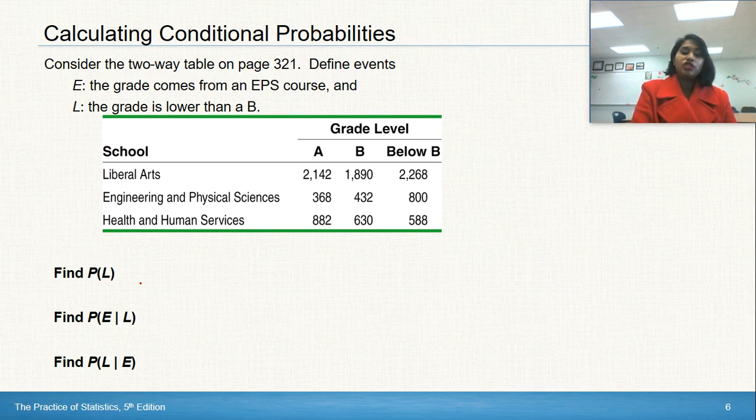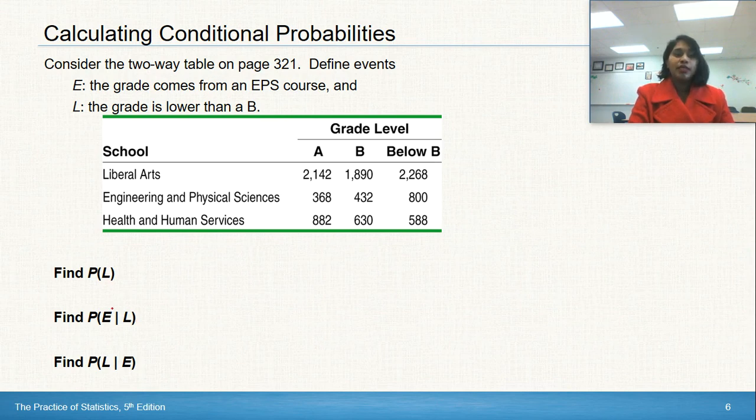And so this first question is easy enough. What is the probability that L occurs? What is the probability that of the 10,000 students, I have a grade lower than a B? That's easy. But what about these two? These are conditional probabilities. So this is saying P, the probability of E given that L has occurred.